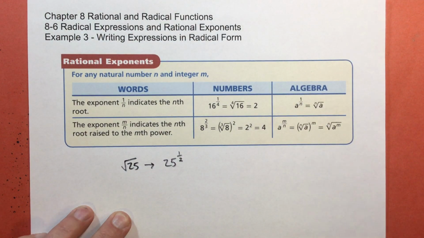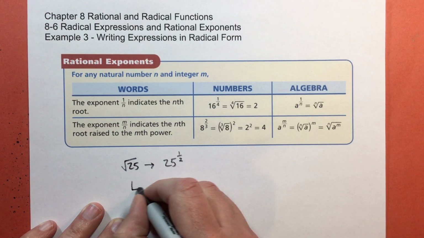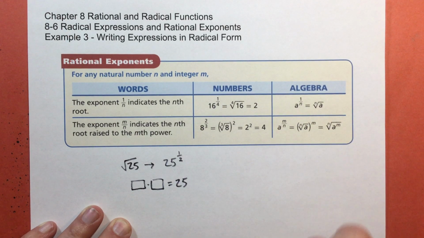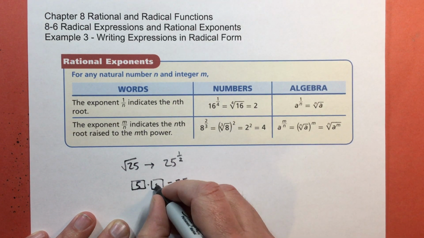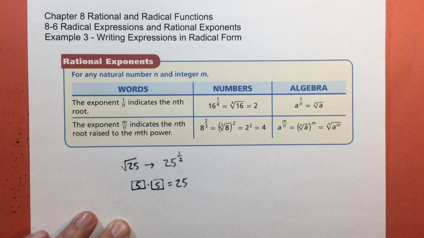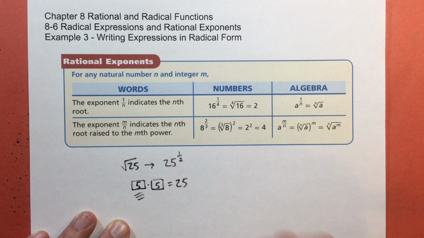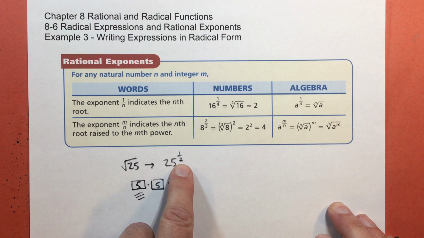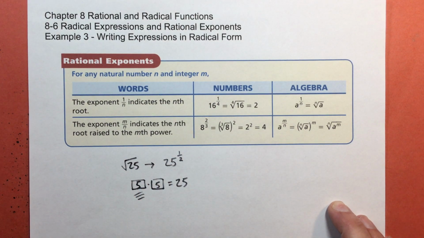And this actually does kind of make sense, because the square root of 25 is asking this question: what number times itself equals 25? The square root of 25 is 5, since 5 times 5 is 25, so it's going to be half of the product. Half of these factors gives me the half exponent, which is the square root of 25. So that's kind of slick.